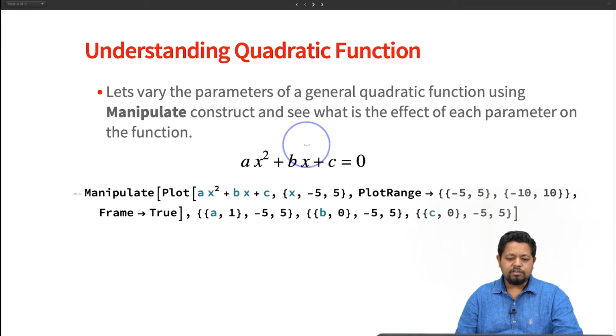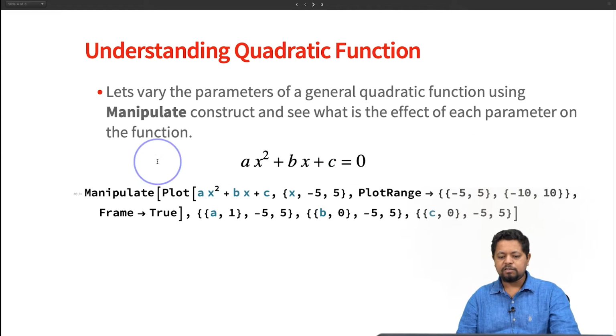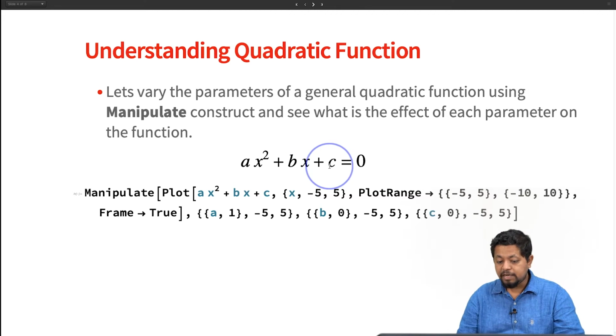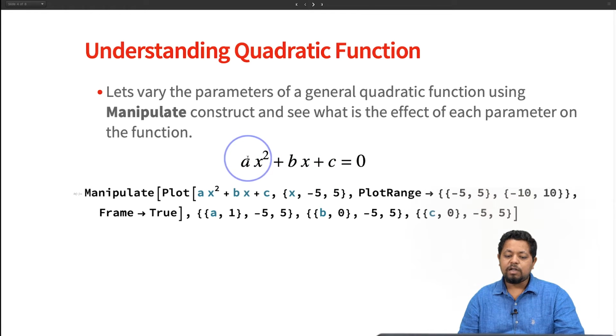In this particular exercise, we will take the quadratic function ax square plus bx plus c, which is the most common quadratic function. Setting it equal to 0 is not required, since that would mean finding the roots, but we just want to plot the left hand side of this equation, that is ax square plus bx plus c, and I want to see what happens when I change a, b and c.